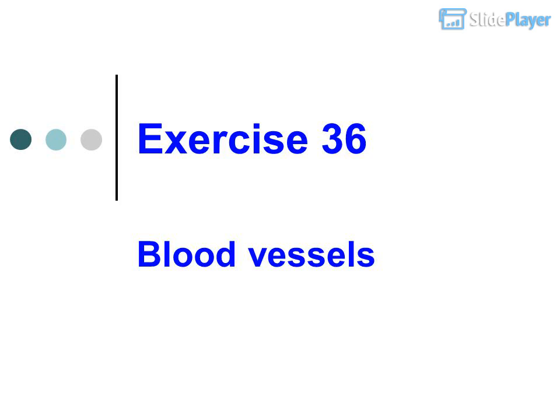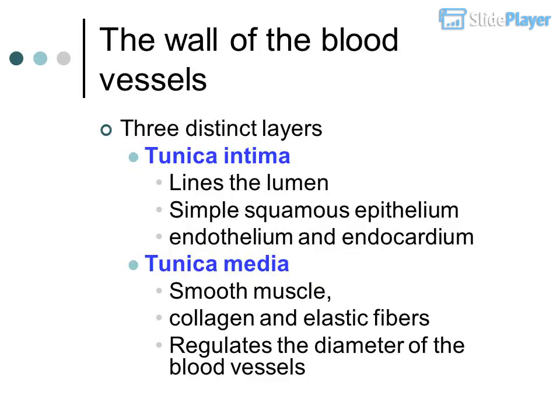Exercise 36. Blood vessels. The wall of the blood vessels has 3 distinct layers. Tunica intima lines the lumen. It is simple squamous epithelium, called endothelium, and endocardium in the heart. Tunica media is smooth muscle, collagen and elastic fibers. It regulates the diameter of the blood vessels.